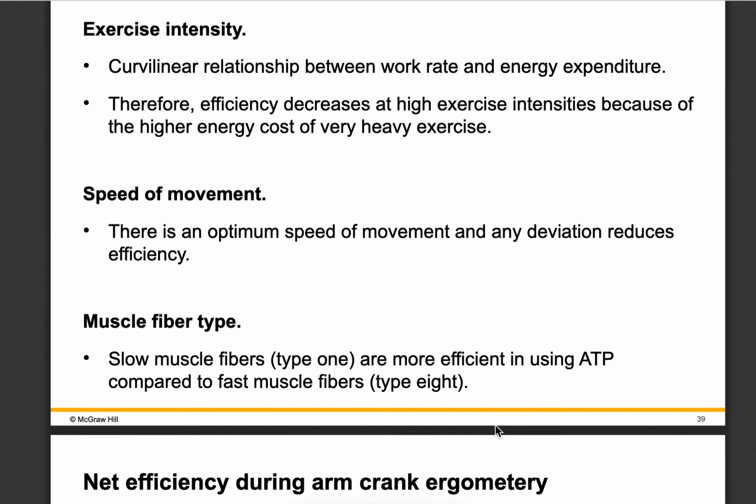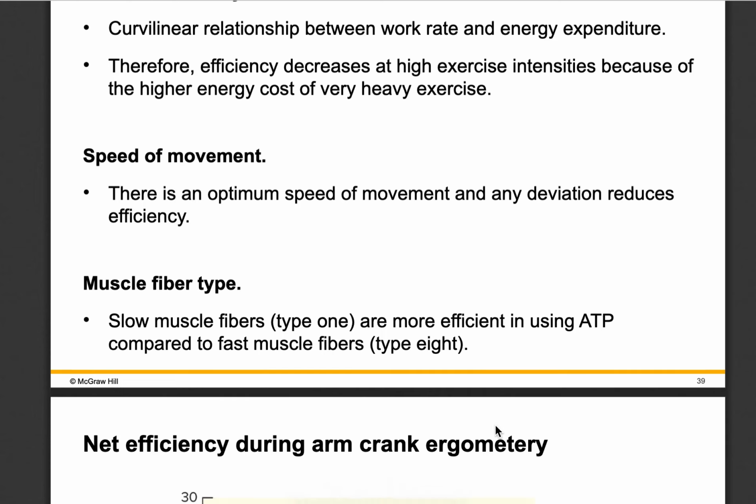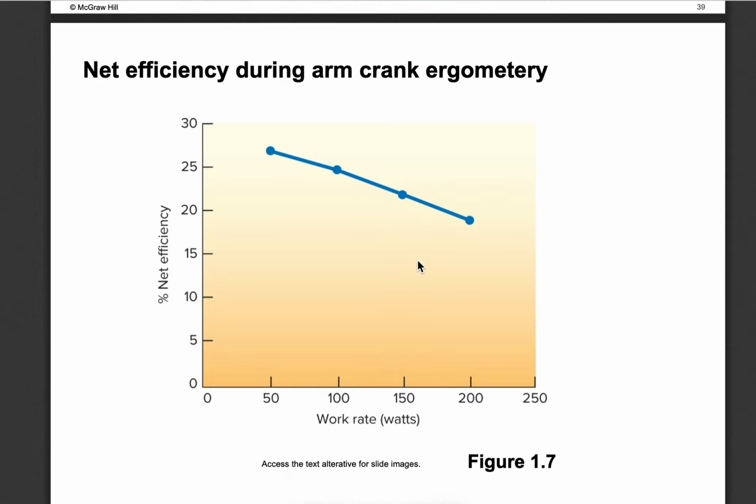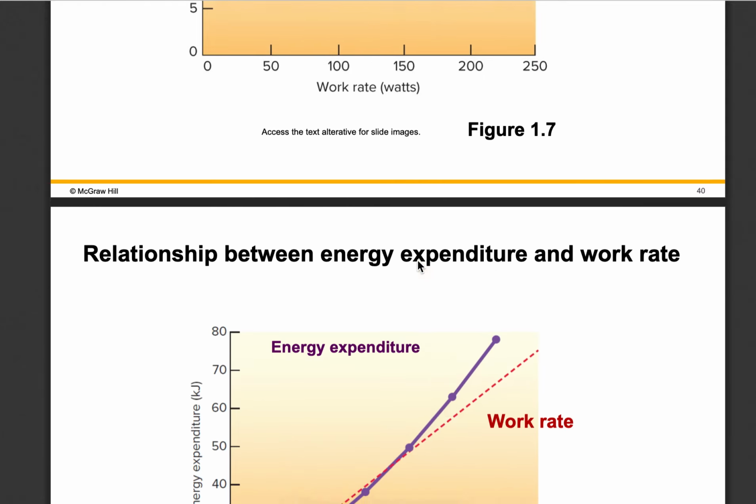So the intensity, the speed of the movement, what kind of muscles you're using, which we'll talk about this semester. And you can see as we have to move faster and faster, our efficiency tends to go down on something like an arm crank or an arm ergometer, so an arm bike. It's all different depending on the muscles we're using and what those muscles are used to doing and how well trained we are, so this can change over time.